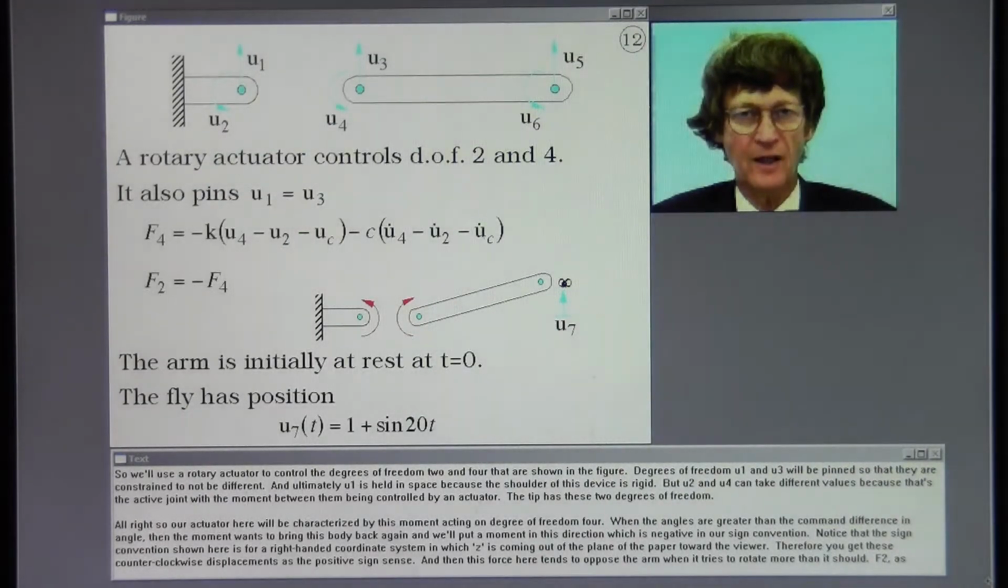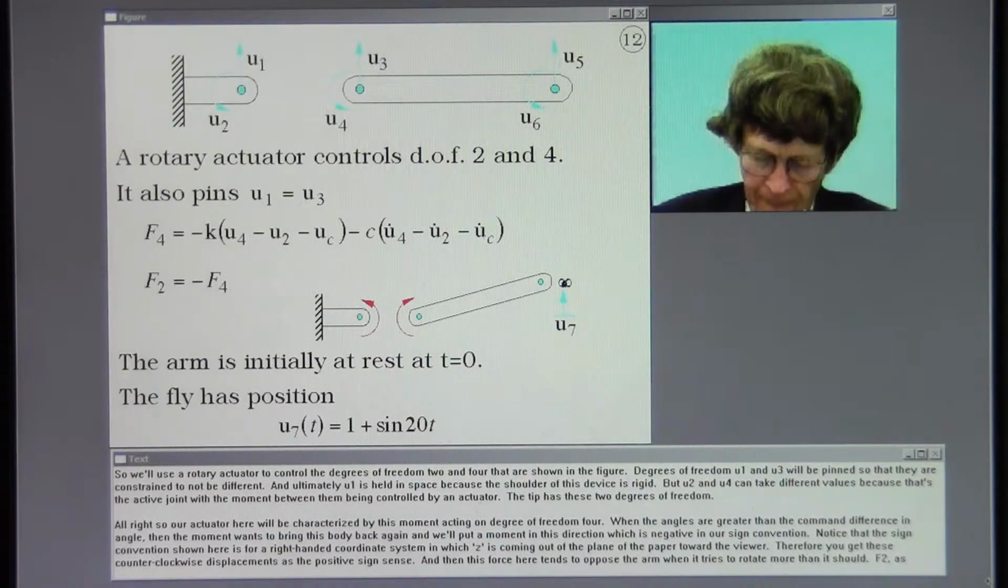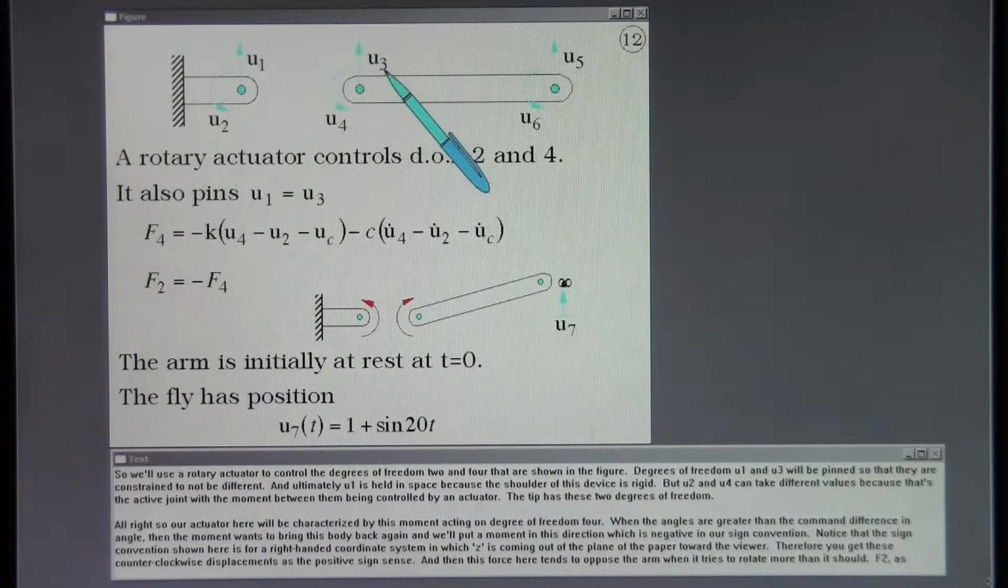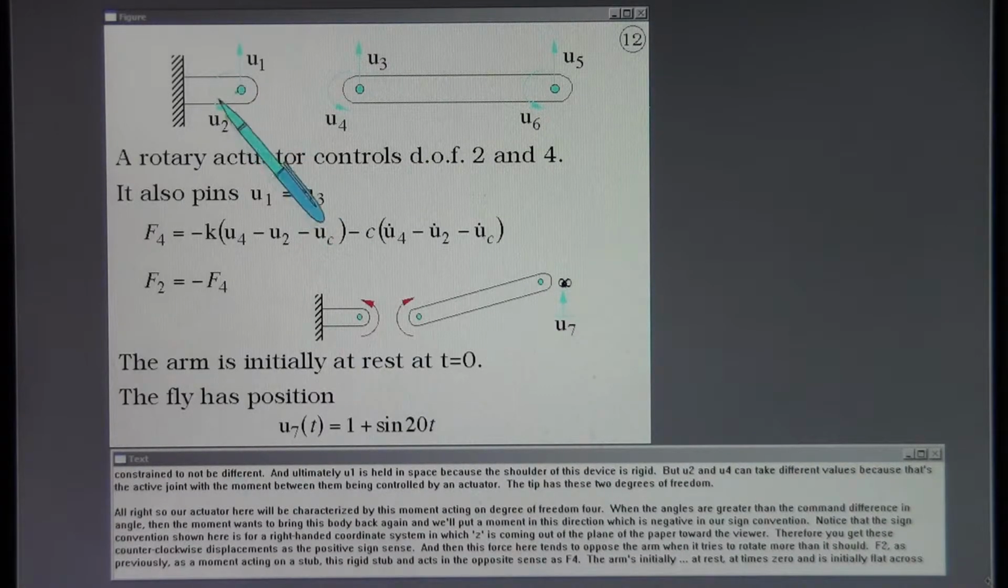So we'll use a rotary actuator to control the degrees of freedom 2 and 4 that are shown in the figure. Degrees of freedom U1 and U3 will be pinned so that they are constrained to not be different. And ultimately, U1 is held in space because the shoulder of this device is rigid. But U2 and U4 can take different values because that's the active joint with the moment between them being controlled by an actuator. The tip has these 2 degrees of freedom.